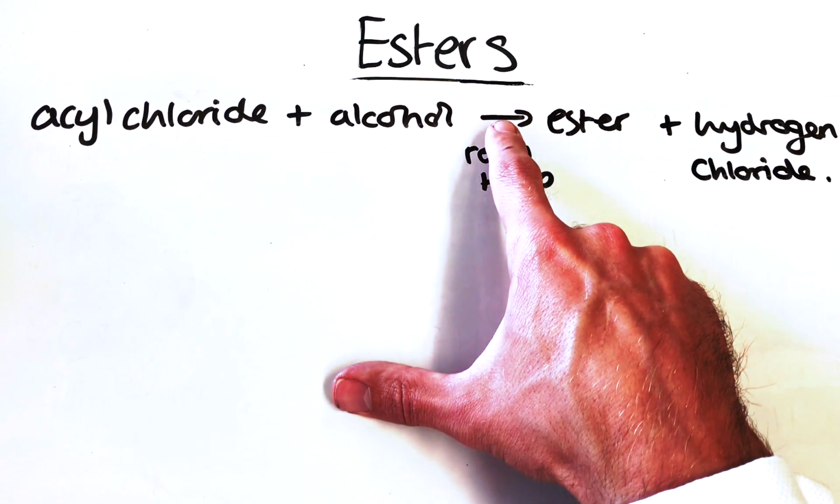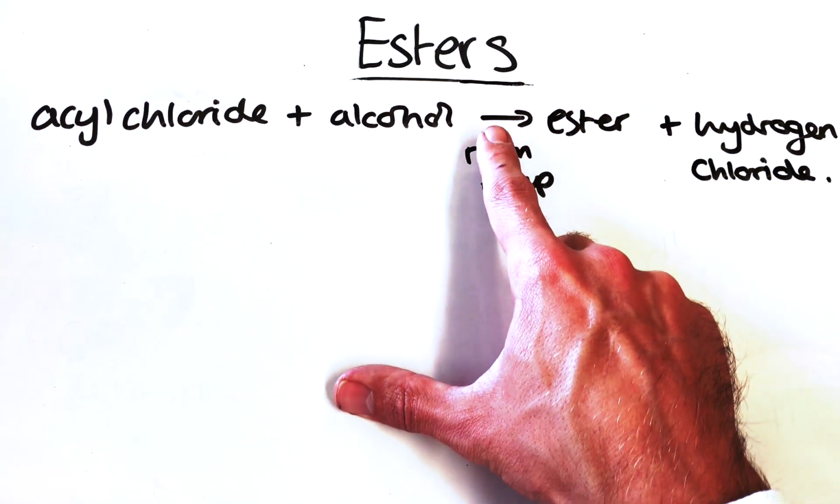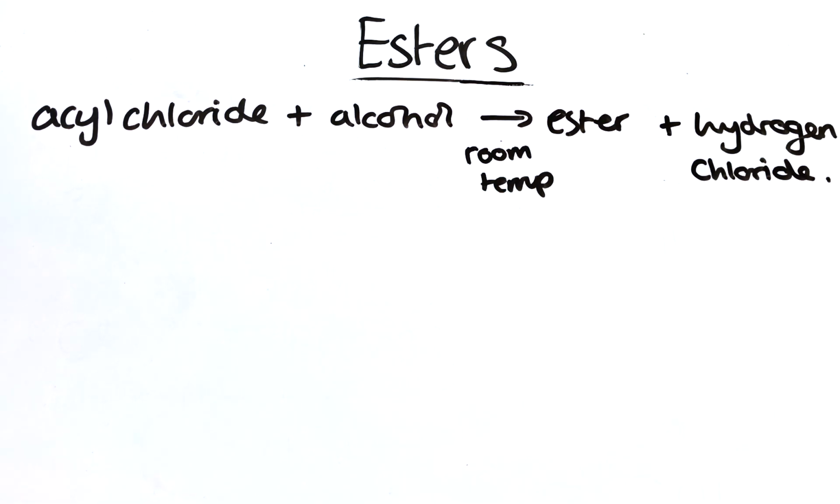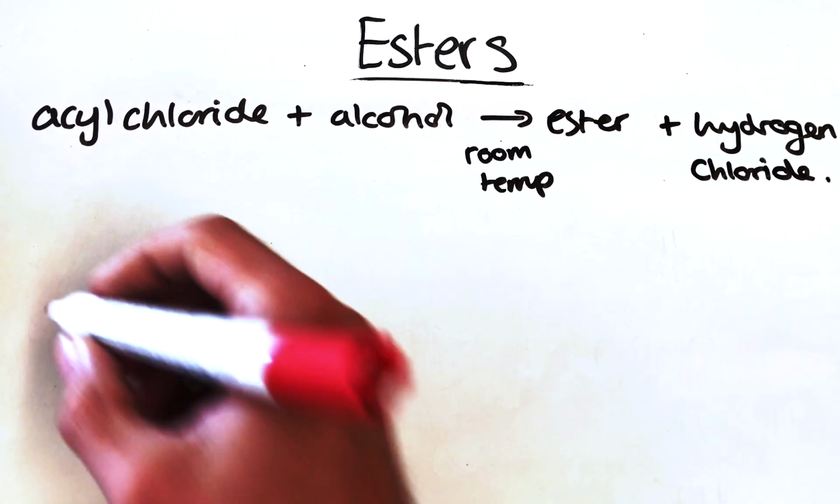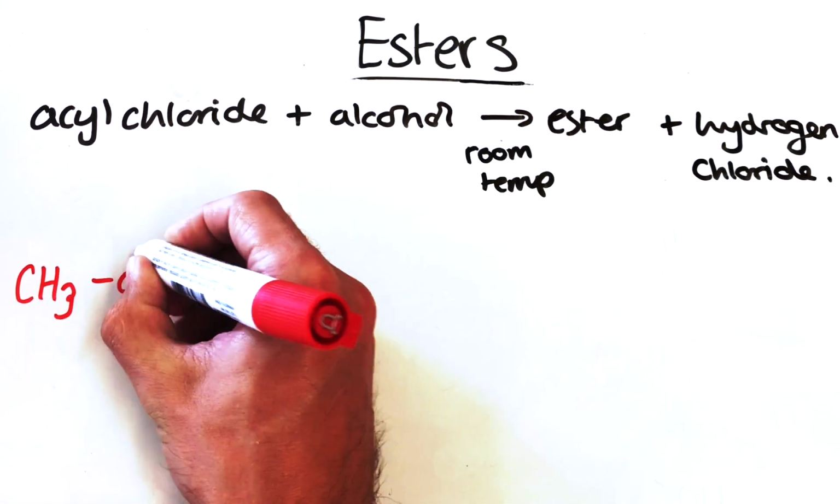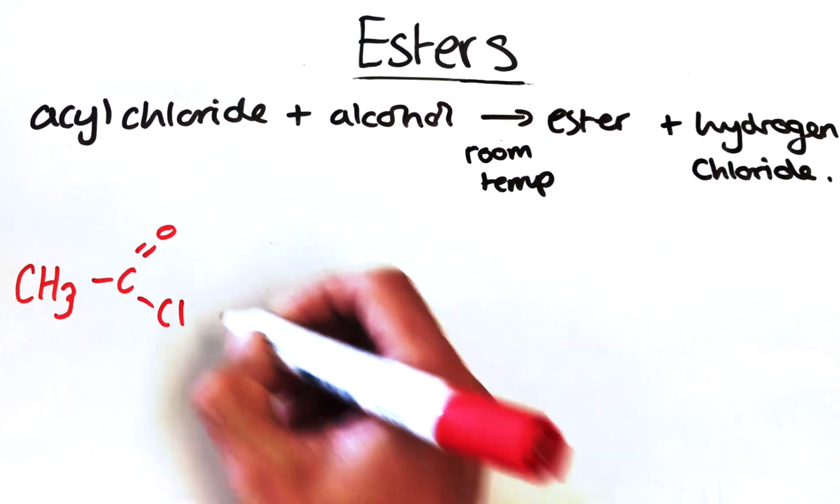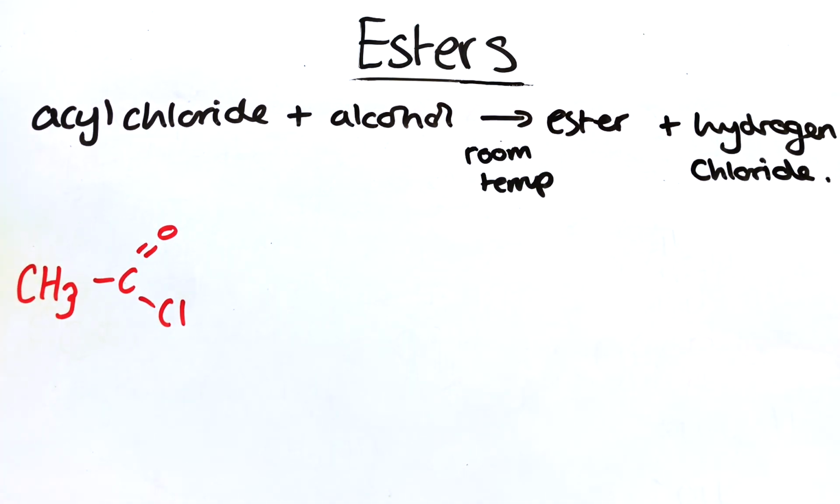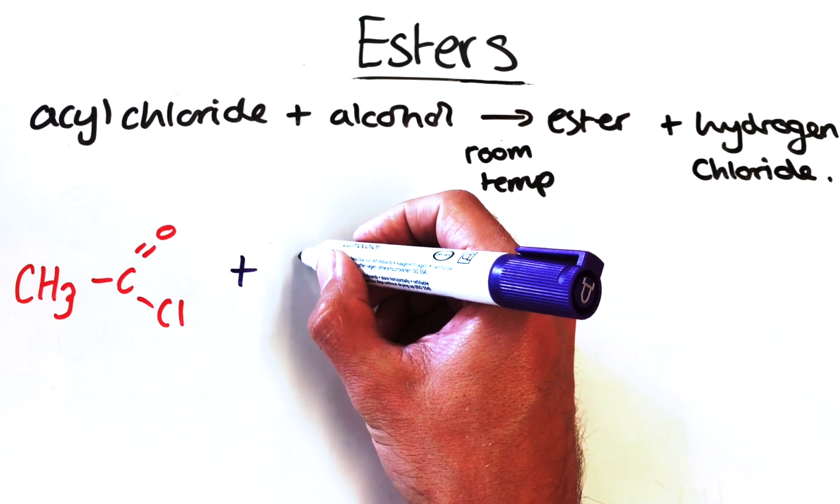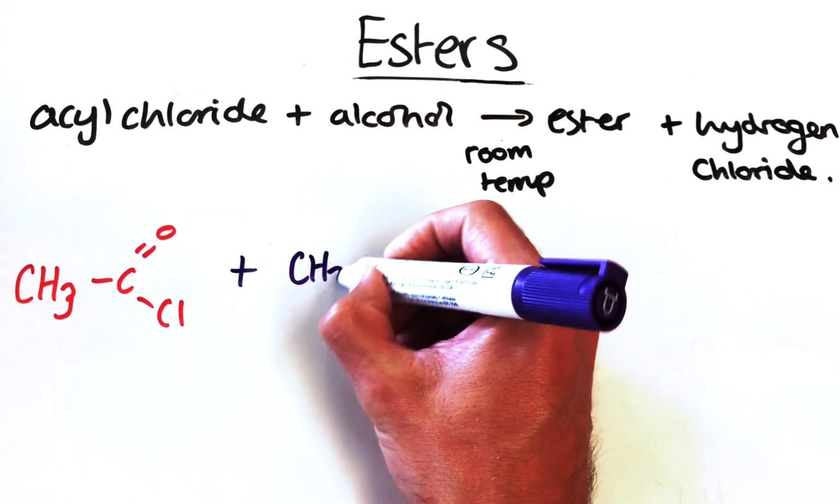The other main advantage of this reaction is that it is no longer reversible, so you're going to get a higher yield of the product that you desire. Now let's have a look at a particular reaction here. So we'll start off with ethanoyl chloride, CH3COCl. So this is ethanoyl chloride. We use ethanol as our alcohol.